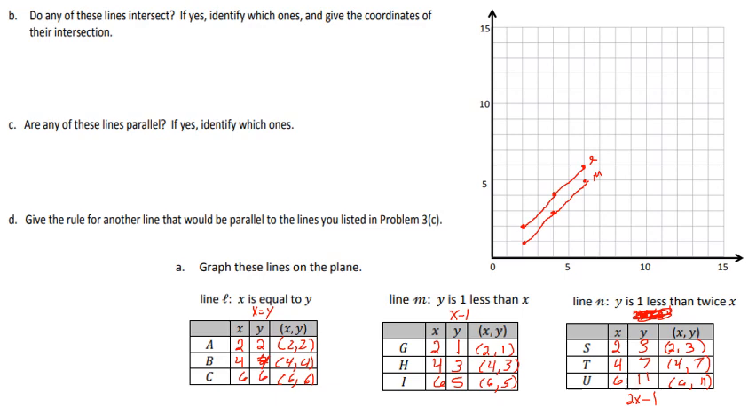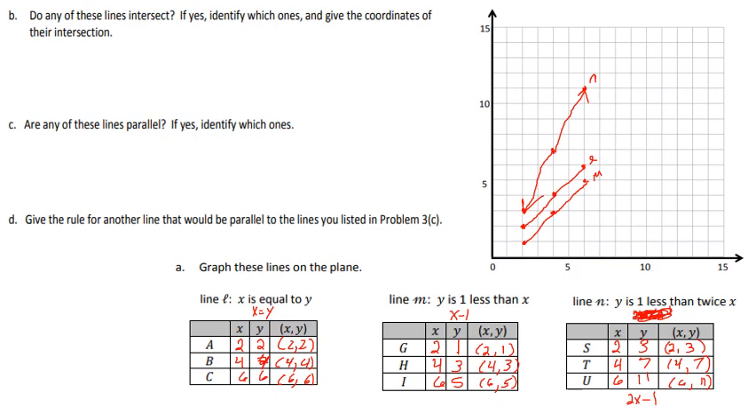So I'm coming up now to 2, 3, 4, 7, and 6, 11. Now, hopefully I'll be able to connect these without being too off. And this one here is line N.